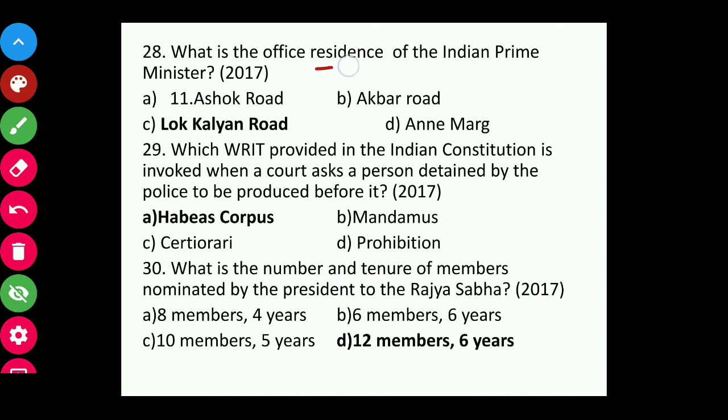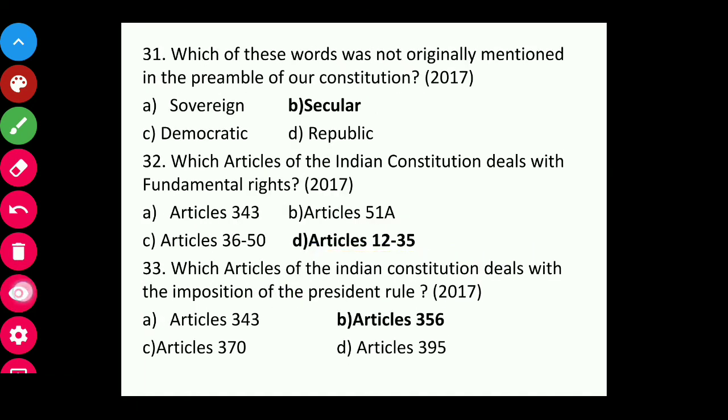What is the official residence of the Indian Prime Minister? Which writ provided in the Indian Constitution is invoked when a court asks a person detained by the police to be produced before it? What is the tenure of members nominated by the President to Rajya Sabha? Which one of these words was not originally mentioned in the preamble of our Constitution? Which articles of the Indian Constitution deal with fundamental rights? Which articles of the Indian Constitution deal with imposition of the President's rule?